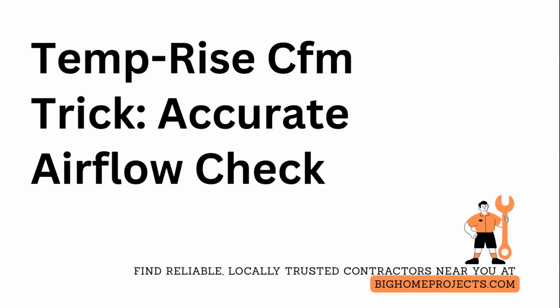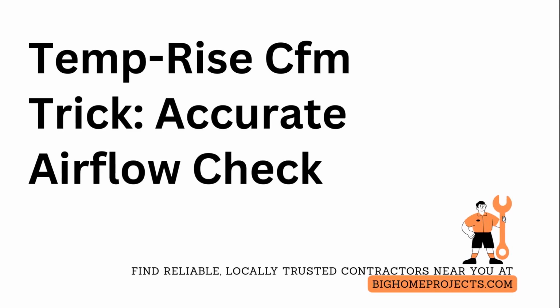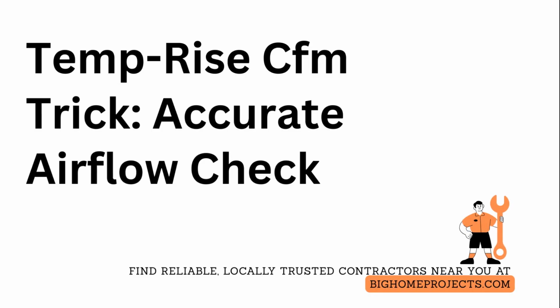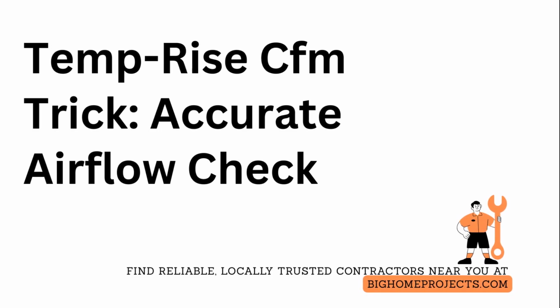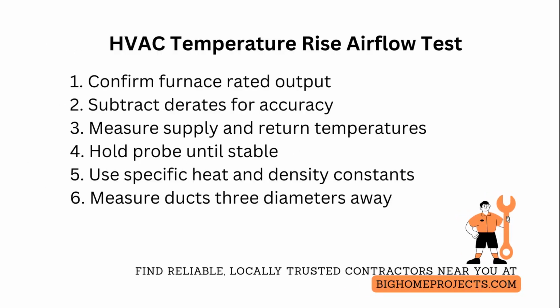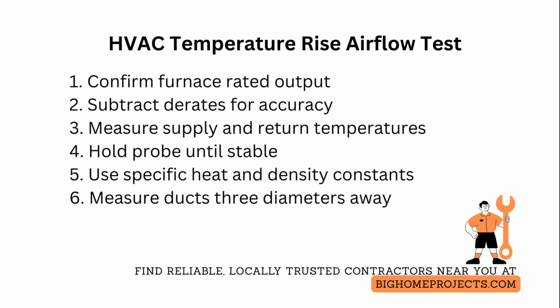Measure HVAC airflow quickly and accurately using the Temp-Rise formula to convert degrees into cubic feet per minute, and know exactly how to set the system for comfort. The Temp-Rise method calculates airflow by dividing the sensible heat output of the furnace by the product of specific heat of air and the measured temperature rise across the heat exchanger.